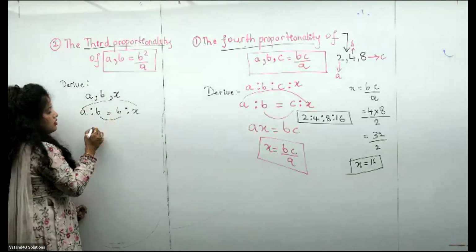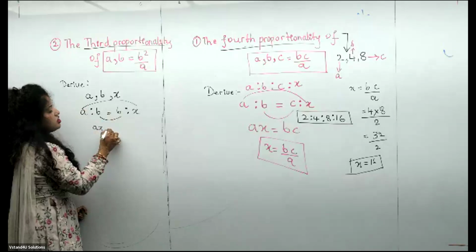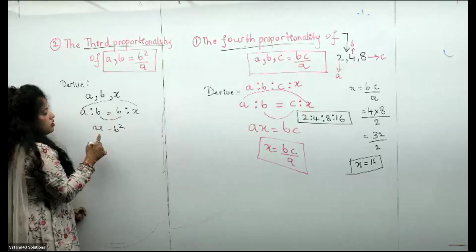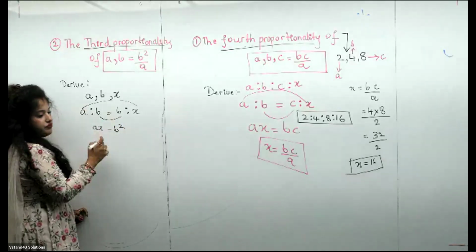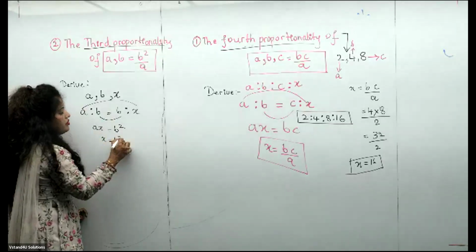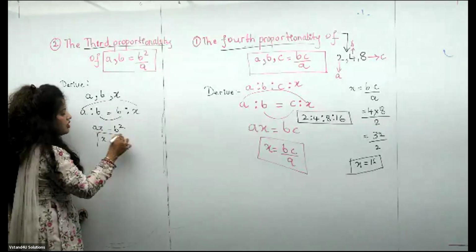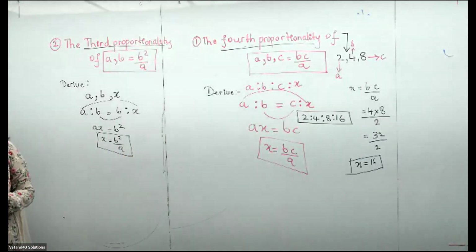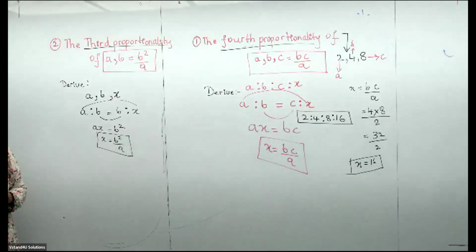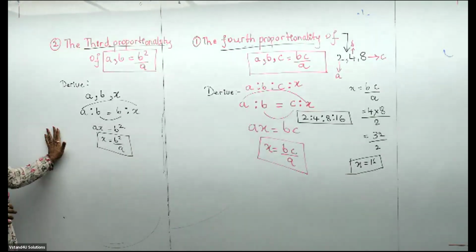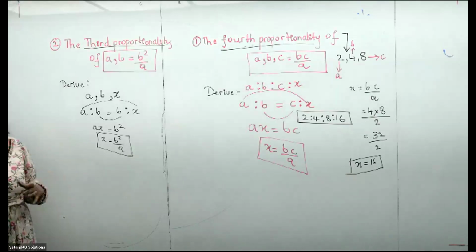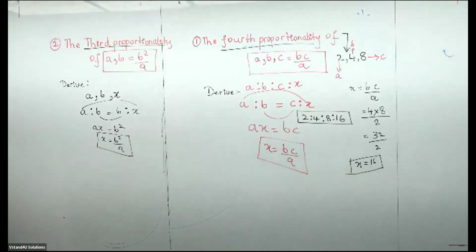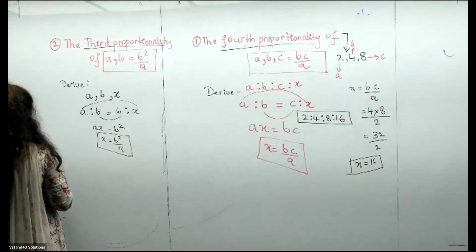AX is equal to B square. So now I have to calculate the X value. X is equal to B square by A. Clear till here? What is the formula for the fourth proportionality? BC by A. What is the third proportionality formula? B square by A. Yes? Now let us see an example for this.